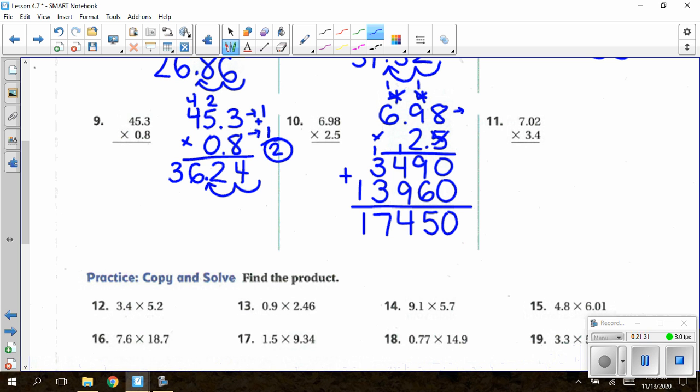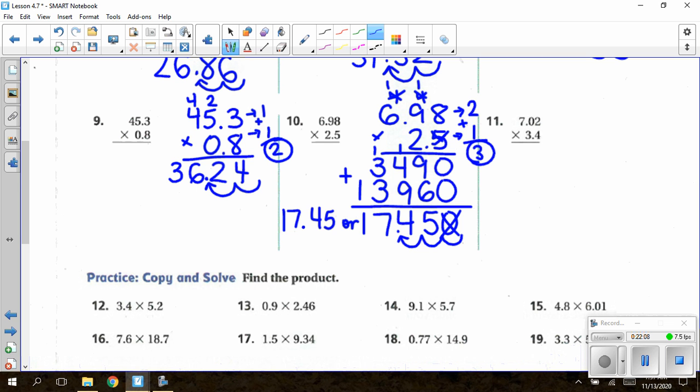There are 2 digits behind my decimal in the top factor. 1 digit behind my decimal in the bottom factor, which gives me a total of 3 decimal place values that my answer has to have. So from the end, 1, 2, 3 to the left gives me 17 and 450 thousandths, or we could also write 17 and 45 hundredths. Either answer is acceptable. Remember, you do not need the 0 at the end on our decimals.